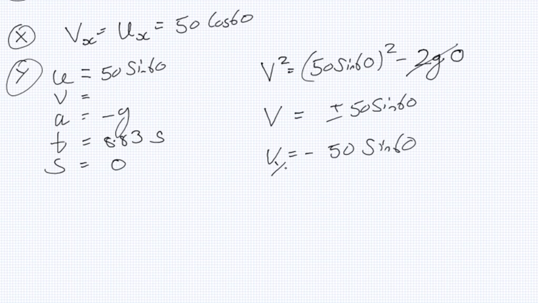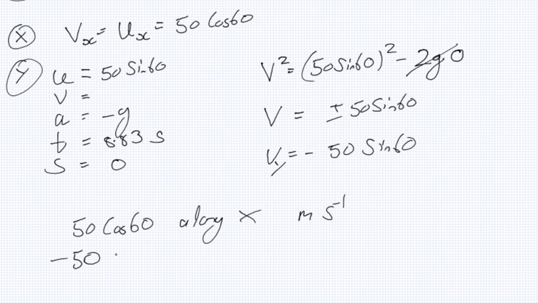So what is the final velocity? So the answer is 50 cos 60 along x in meters per second, and then minus 50 sine 60 along y in meters per second. Okay, which we can just hit in on the calculator. And what is the final speed?